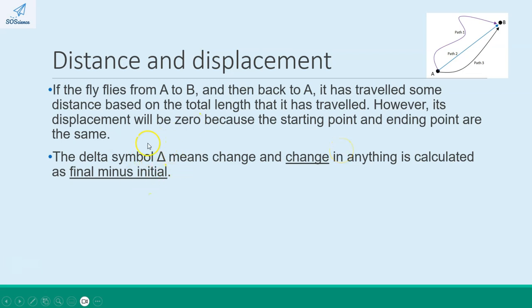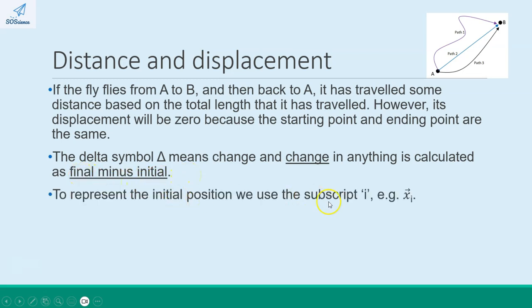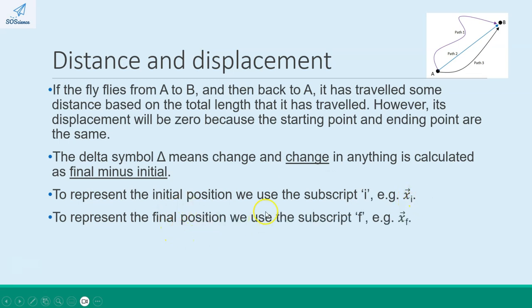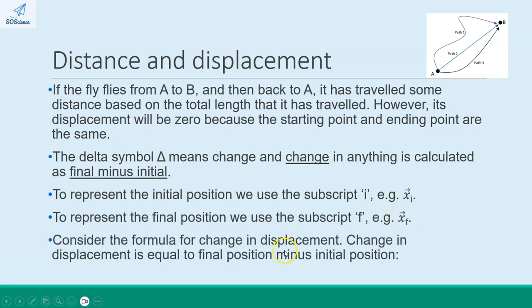The delta symbol, this triangle, means change. And change in anything is calculated as final minus initial. So to represent the initial position, we use X with a subscript I, and to represent the final position, we use X with a subscript F. So the change in displacement is always going to be calculated as the final position minus the initial position. Delta X equals XF minus XI.